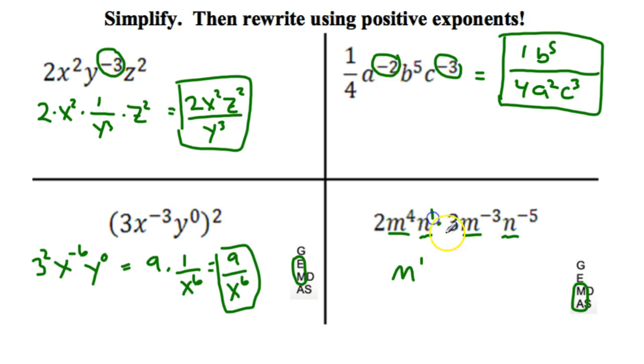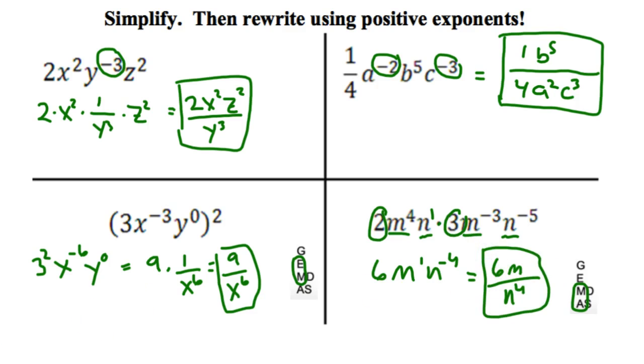Now I have n to the 1st times n to the negative 5th. 1 plus negative 5 is negative 4. So that's n to the negative 4th power. And my coefficients 2 and 3, I just multiply them. 2 times 3 is 6. So now if I want to rewrite this, I've got 6m. I don't need to write the 1 anymore. And when you have a negative exponent, you put it on the bottom and make it positive. N to the 4th. There we go.